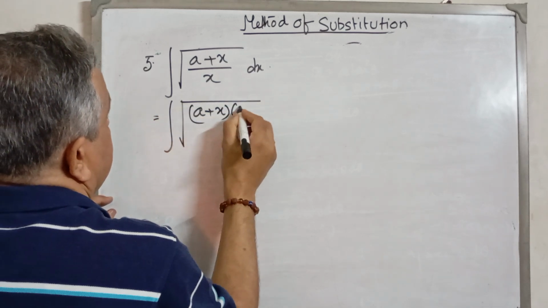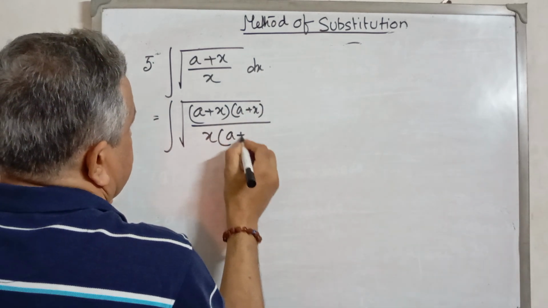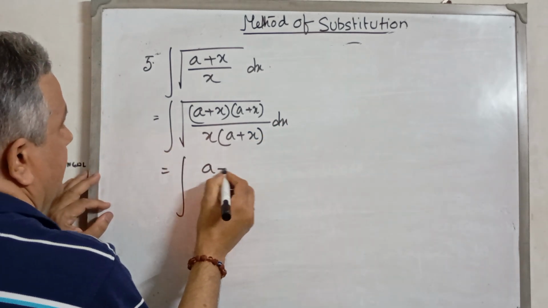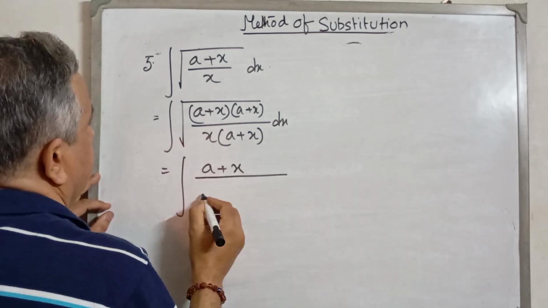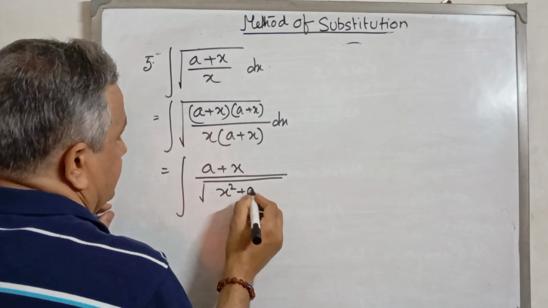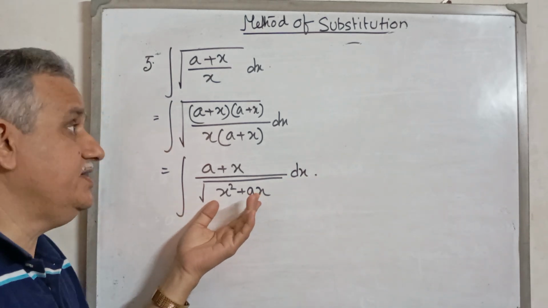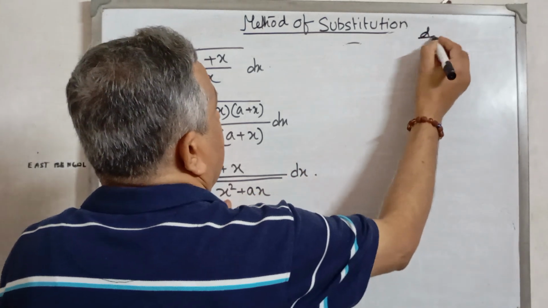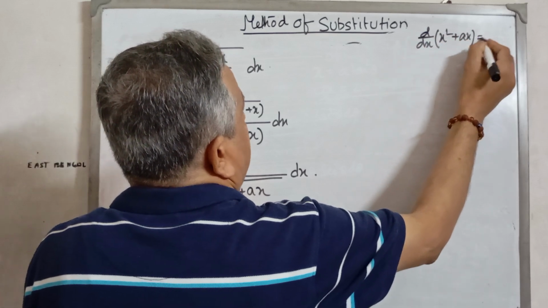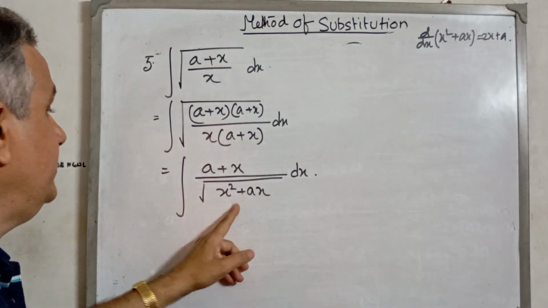Multiplying both numerator and denominator by a plus x. So this becomes only a plus x, and this becomes root over x square plus ax. Now differentiation of x square plus ax, d/dx of x square plus ax is 2x plus a.